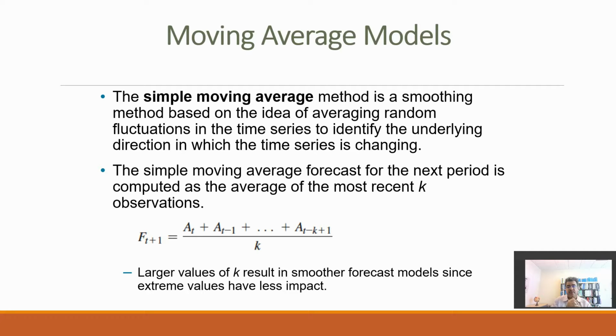And then what is moving average? The simple moving average method is a smoothing method based on the idea of averaging random fluctuations in the time series to identify the underlying direction in which the time series is changing. The simple moving average forecast for the next period is computed as the average of the most recent K observations. So K is the interval where you decide what the interval is. Three, four, five are the most used ones. So the forecast is the average of the past K periods. And larger values of K result in smoother forecast models since extreme values have less impact.